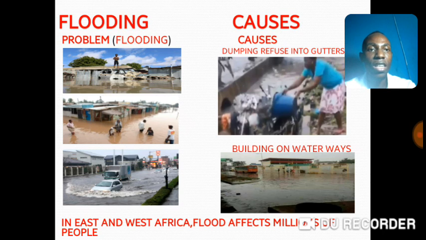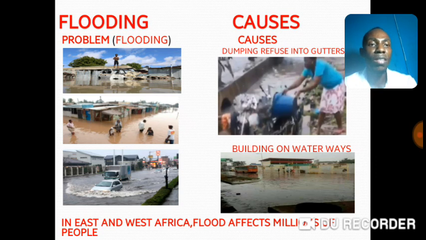What are some of the causes of these actions? The pictures themselves speak about the effects, regardless of talking about them. Now, what are the causes? On our right, let's quickly look at the causes, or some of the causes of flooding. Causes: dumping of refuse into gutters.